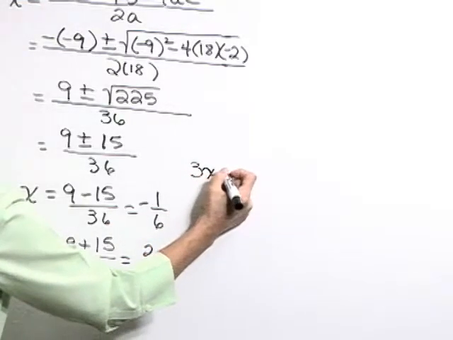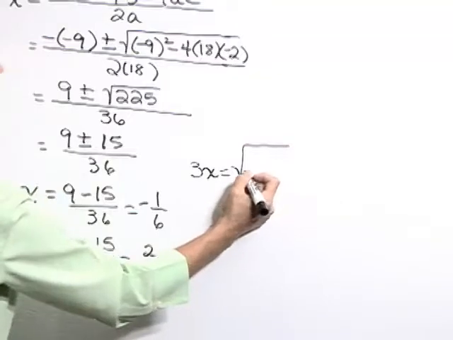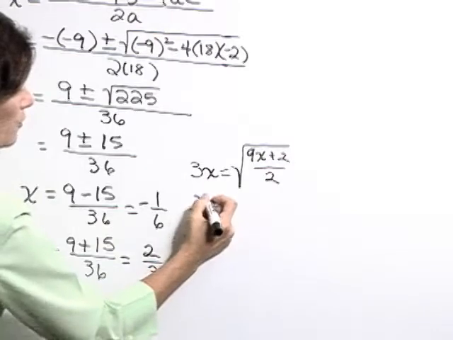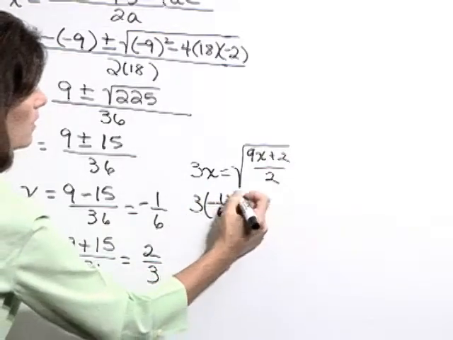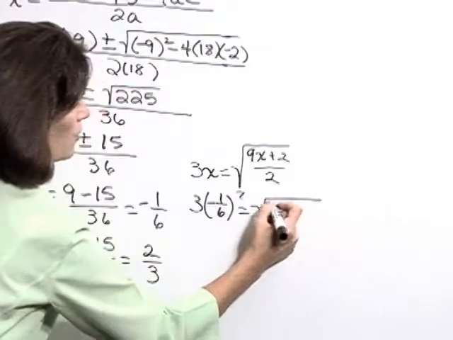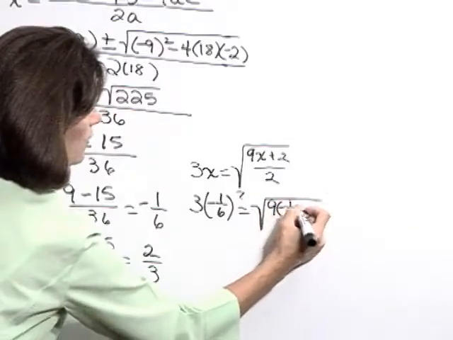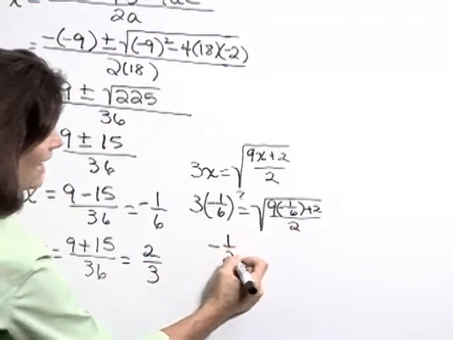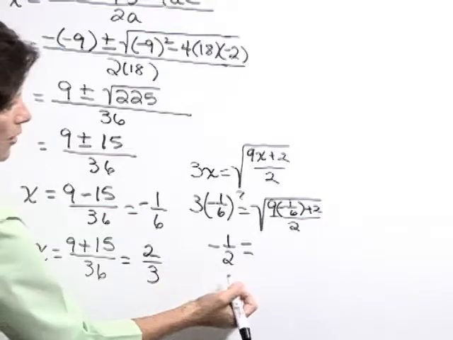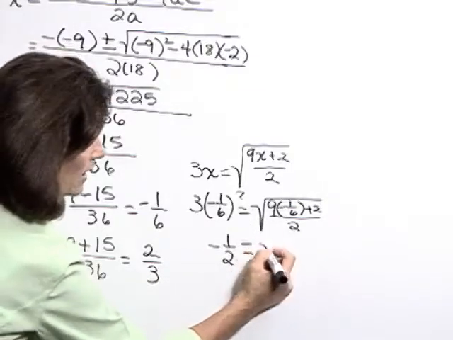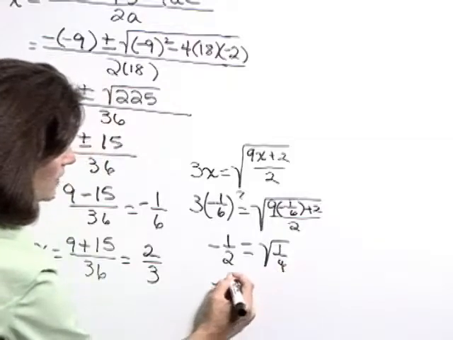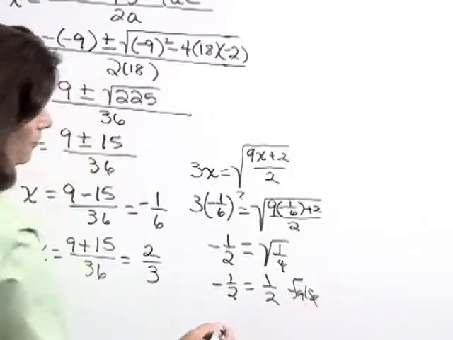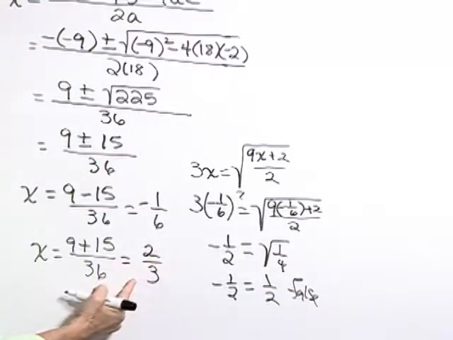That original equation was 3x is equal to the square root of (9x plus 2) over 2. So is 3 times negative 1/6 equal to the square root of (9 times negative 1/6 plus 2) over 2? On the left, that's a negative 1/2. On the right, underneath our radical, we're going to get a 1/4. So is negative 1/2 equal to a positive 1/2? No, that's false.